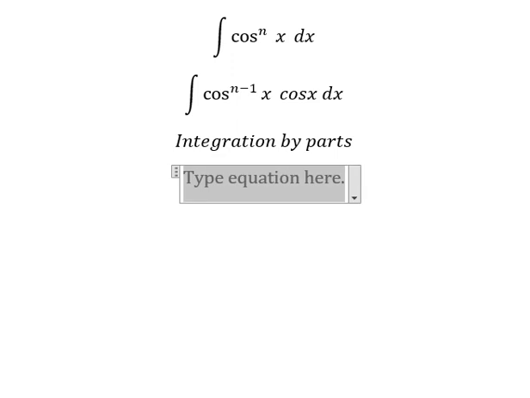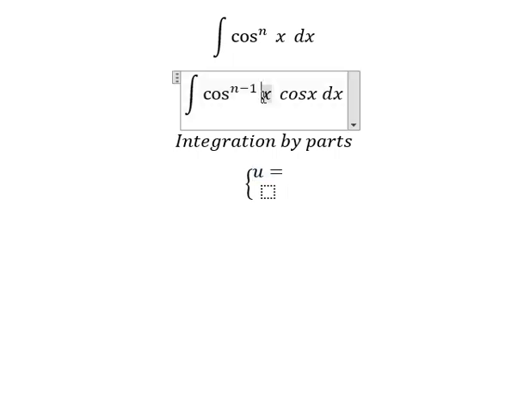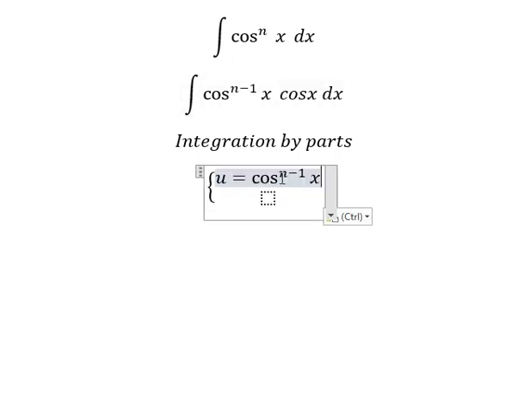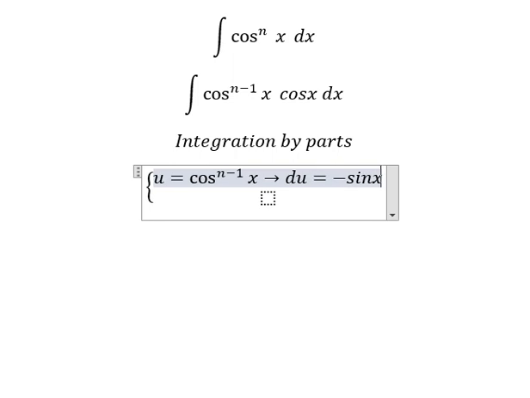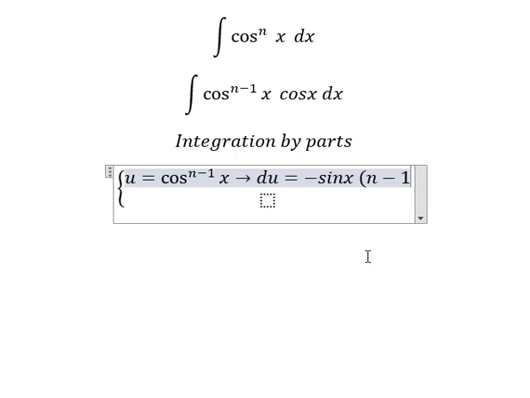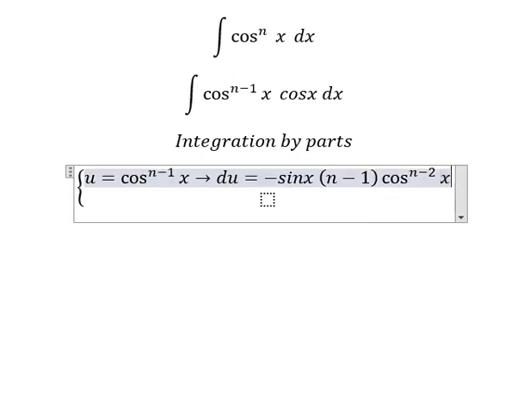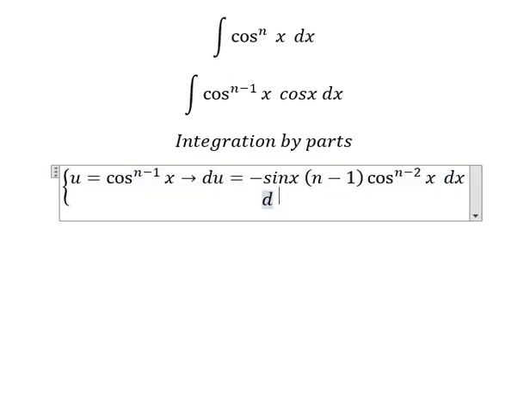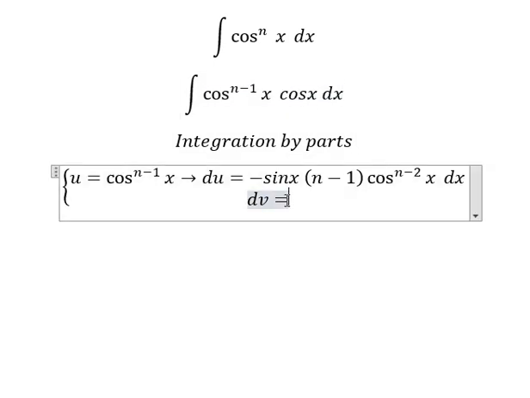So I will put u equals this one. Later we need to first take the derivative of both sides, and we have negative sine x and we have n minus 1 cosine of x to the power of n minus 2. Next, dv is this one. So the integration of this one, we have sine x.